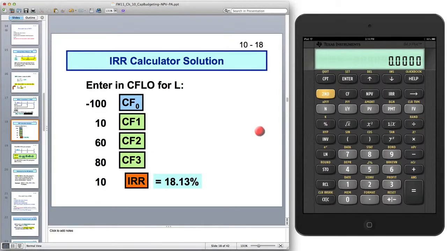In this module, I demonstrate the calculation of IRR, the internal rate of return, which is a capital budgeting technique, via the use of a financial calculator in the emulator mode. In this particular case, the calculator is the Texas Instruments BA II Plus.